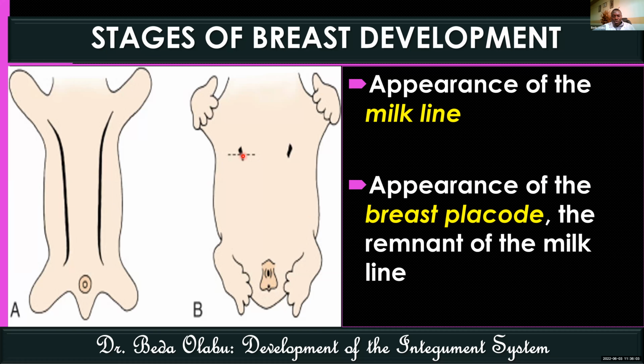Now, the remnant of the milk line is what we call the breast placode. That's the remnant of the milk line. And so the breast placode is only at the anterior chest wall. What happens to the breast placode?